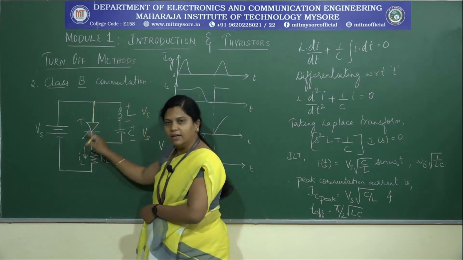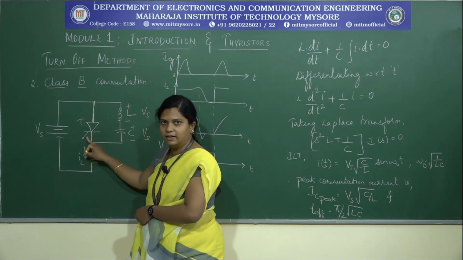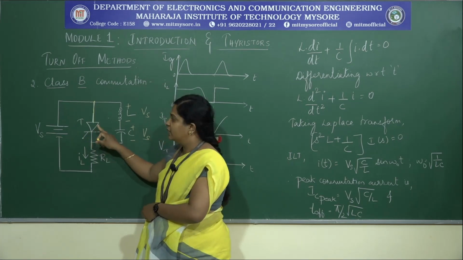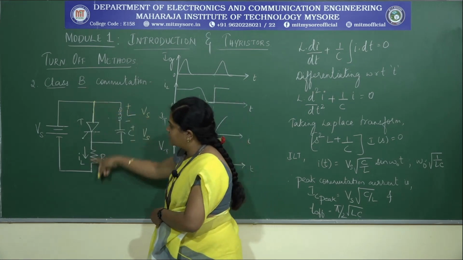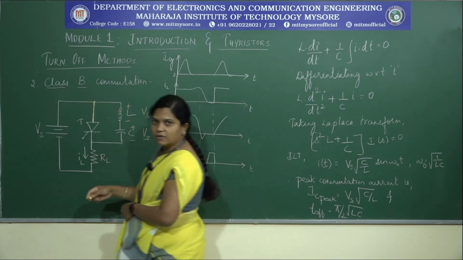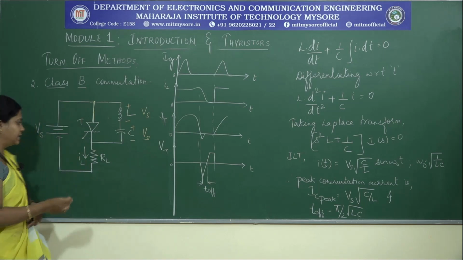Once we apply the gate triggering pulse to this thyristor, here we will have two currents. One is the load current and the other is also known as the commutating current.